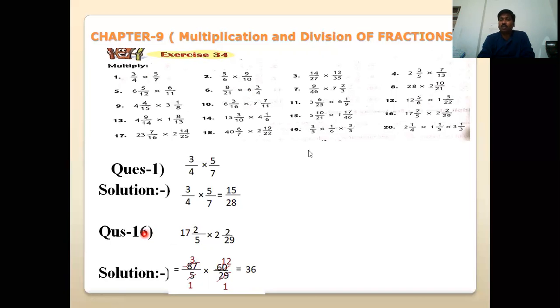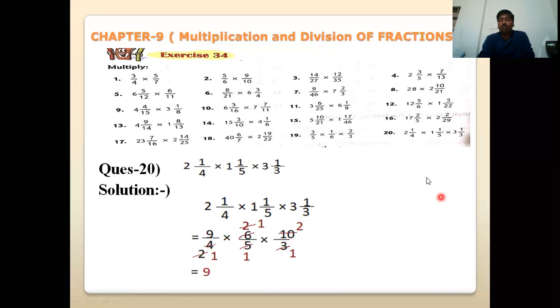Now let us take question number 16. How can we multiply them? 17 whole 2 by 5 and 2 whole 2 by 29. When we multiply them, 17 5s are 85, 85 plus 2 is 87 by 5, and now change this number to 60 by 29. And now when we divide it, 29 1s are 29 and 29 3s are 87, and now 5 1s are 5 and 5 12s are 60. Now when we divide 60 by 5, we get 12, and now when we multiply 12 into 3, we get 36. Now this is the answer of 16.